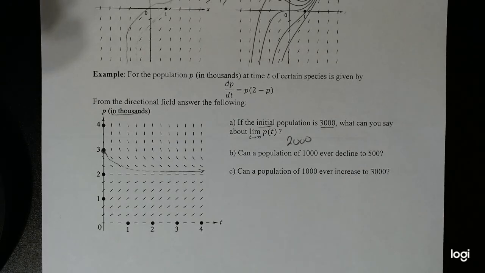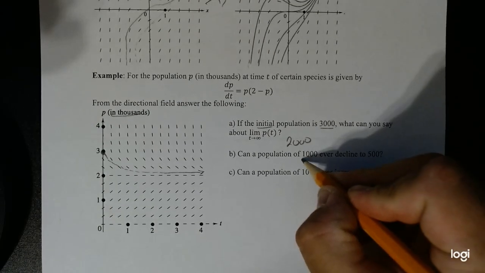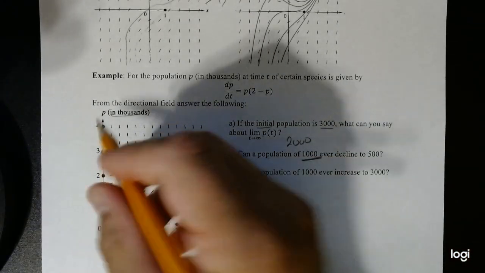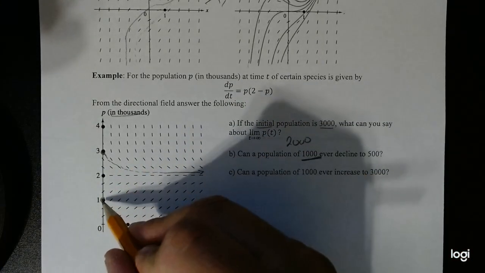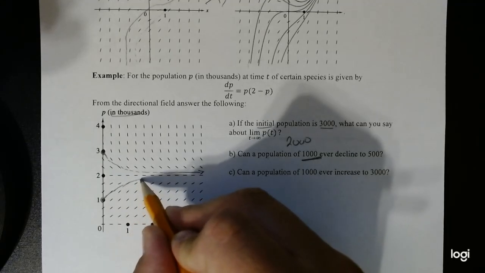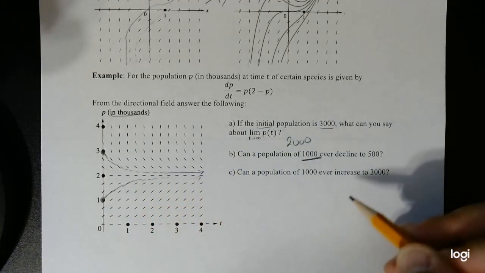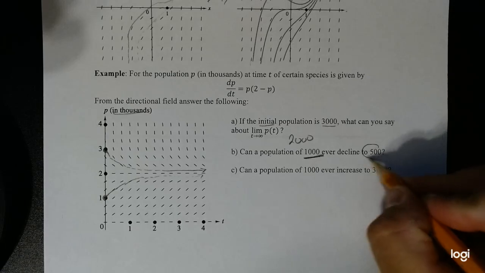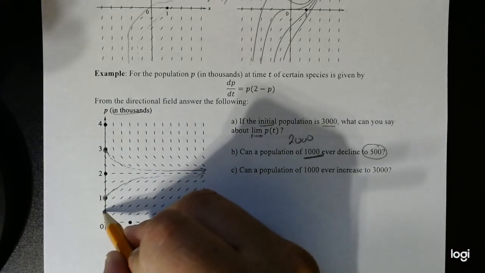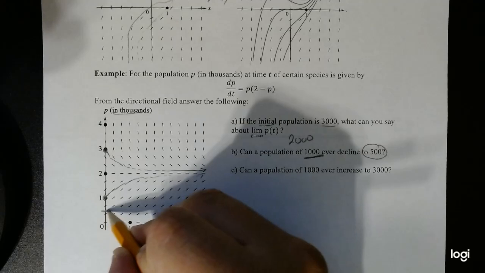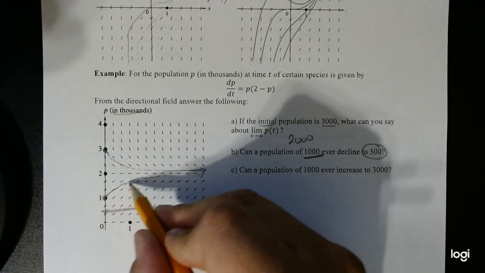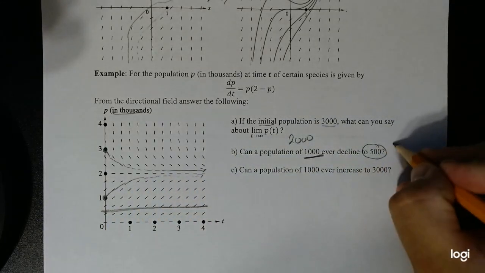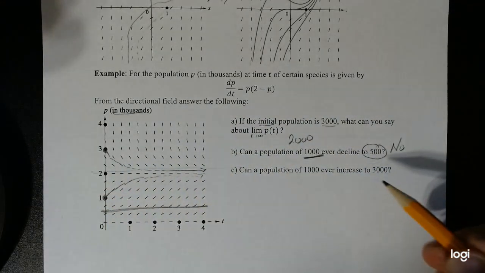Part B, can the population of 1,000 ever decline to 500? So again, the initial condition is 1,000, which is right here. If I follow this portion, it looks like it's going here again. But my question is, will it decrease to 500? So 500 is halfway here. In other words, will it ever touch this part at all? And if you follow this format, it never goes down. So this will be no. It only increases and maxes out at 2,000 there.